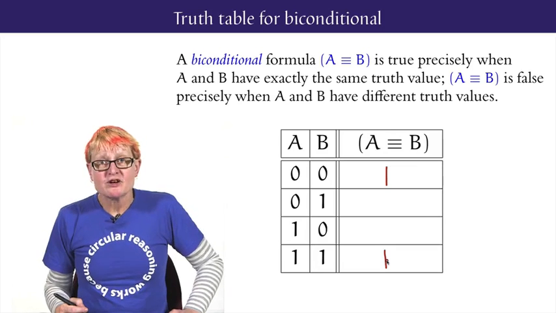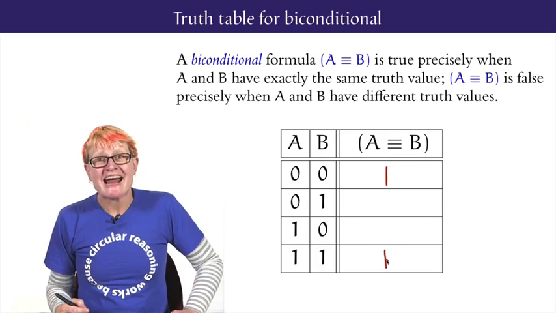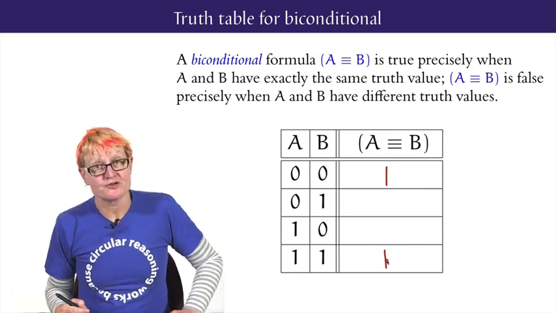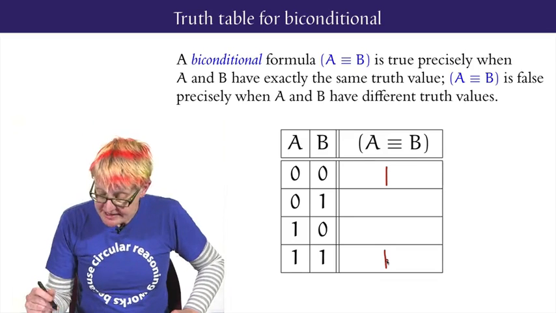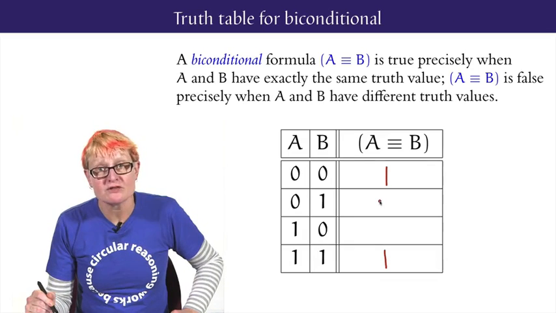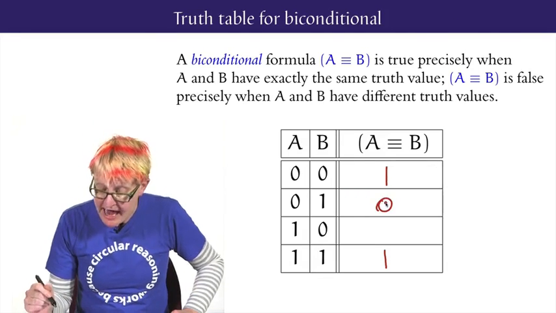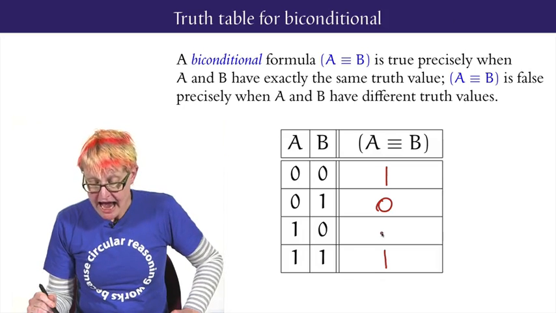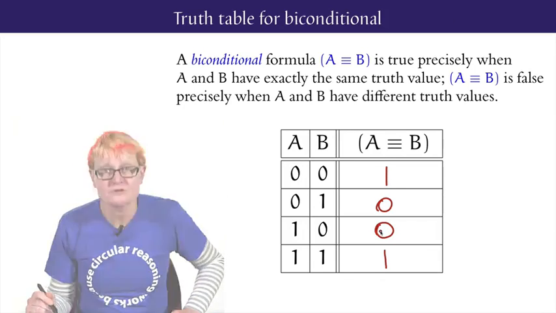The biconditional is false precisely when A and B have different truth values. On the second row, A is false and B is true. And on the third row, A is true and B is false.